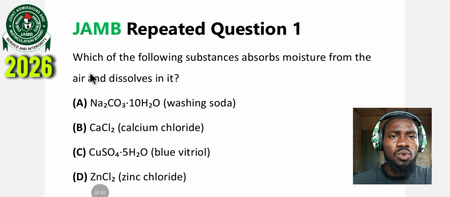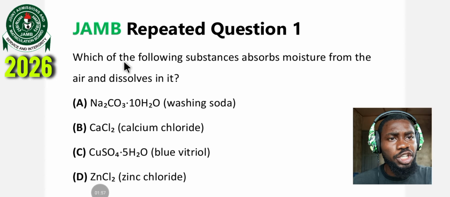The question reads: which of the following substances absorbs moisture from the air and dissolves in it? A. Washing soda, which is sodium trioxocarbonate(IV) decahydrate. B. Calcium chloride. C. Copper(II) tetraoxosulfate(VI) pentahydrate, which is the blue vitriol. D. Zinc chloride. What's the answer?